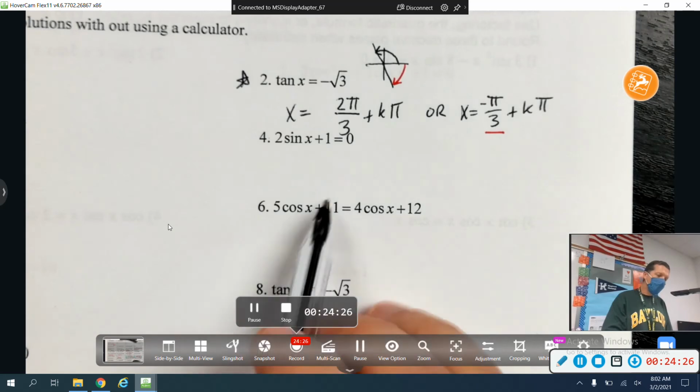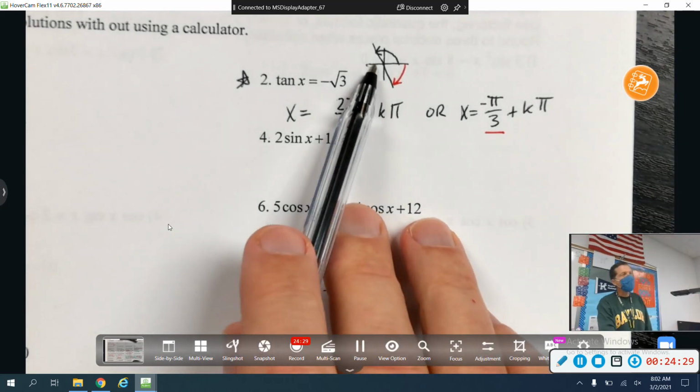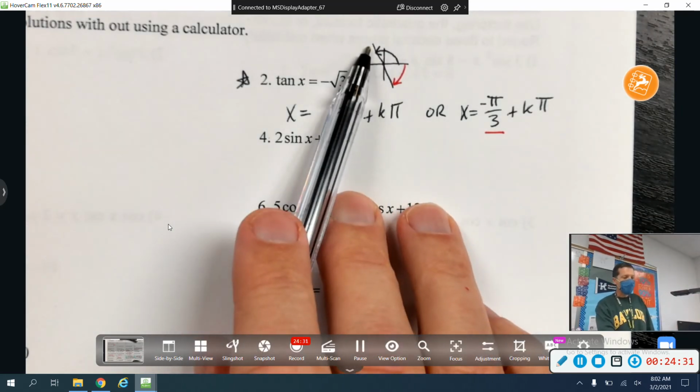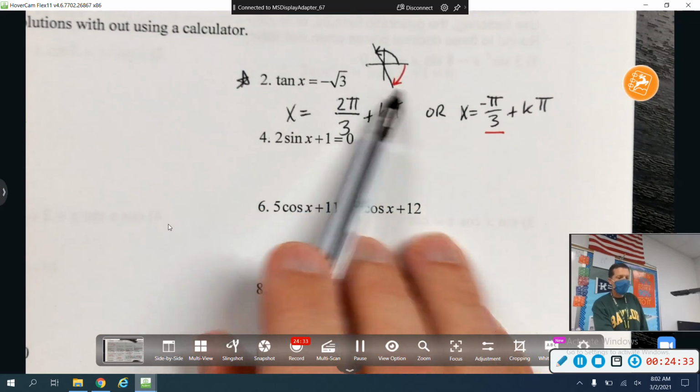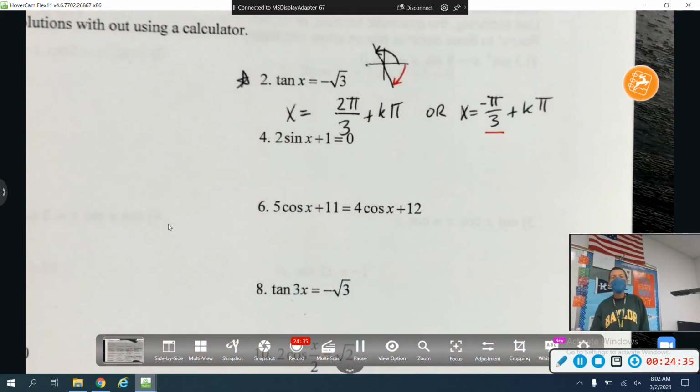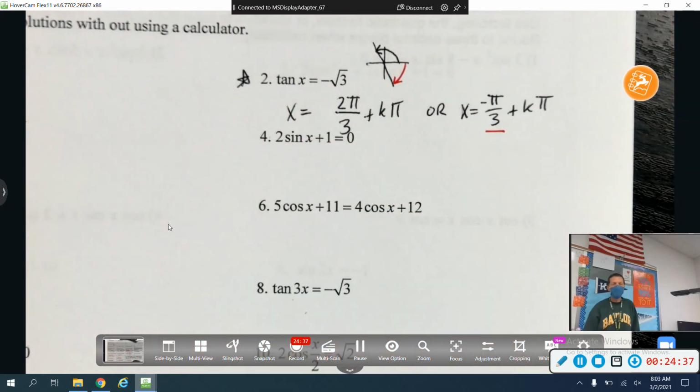So there's two options for describing that angle. You can go the positive route and say it's 2 pi over 3, or you can go the negative route and say it's negative pi over 3. That's the same set of answers. You need one of them. You don't need both of them.